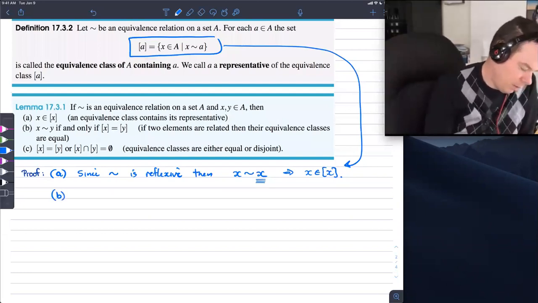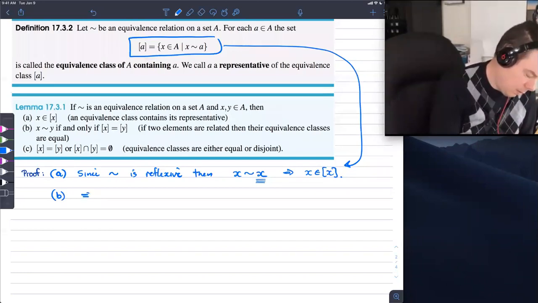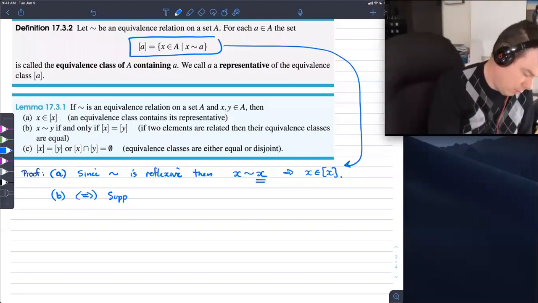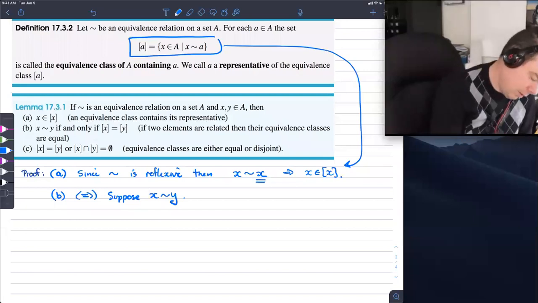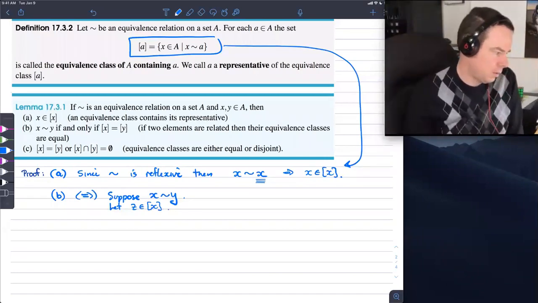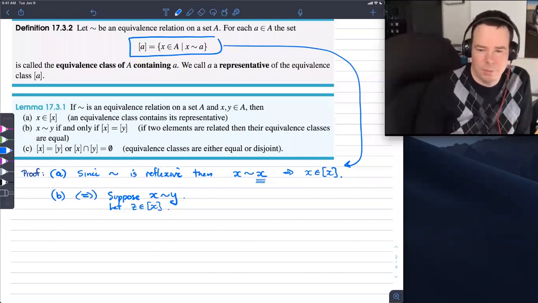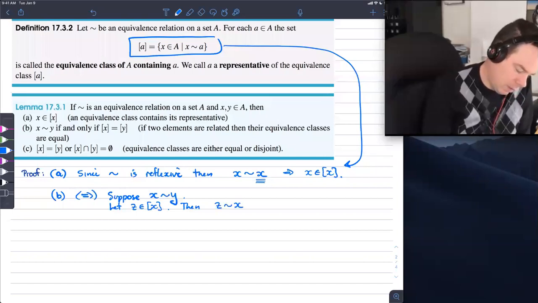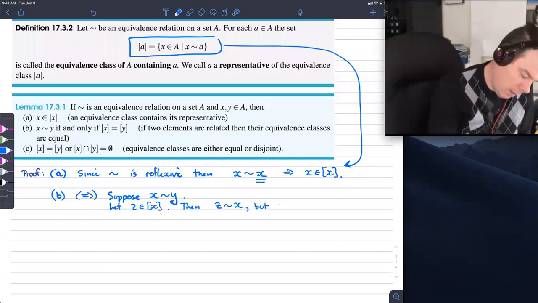So what about if X is related to Y? Then are the equivalence classes the same for X and Y? And vice versa. If the equivalence classes are the same, does that mean X is related to Y? Yes, and we will prove the two directions. So this direction first says, suppose X is related to Y. Now I want to show that the equivalence classes are the same. So what I'll do is I'll let Z be an element of the equivalence class of X. And I'm going to show that this also has to mean that Z is in the equivalence class of Y. So because it's in the equivalence class of X, Z is related to X. But X is related to Y.